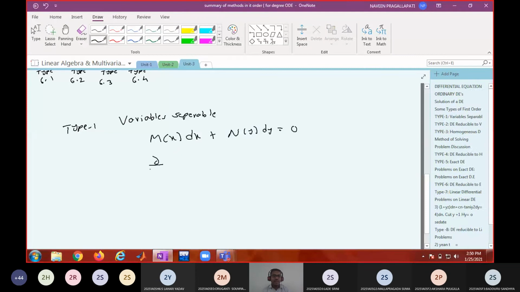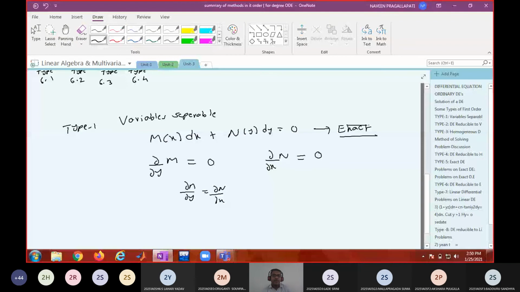What is dou M by dou y? What is dou N by dou x for a variable separable? Zero, because M is purely a function of x. So a function of x differentiated with respect to y means 0. What is dou N by dou x? Zero. So dou M by dou y is equal to dou N by dou x means what? The equation is exact.